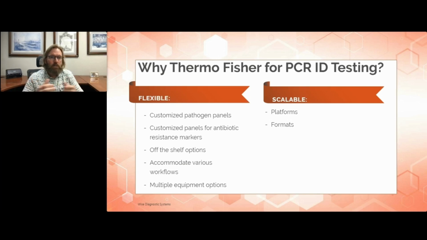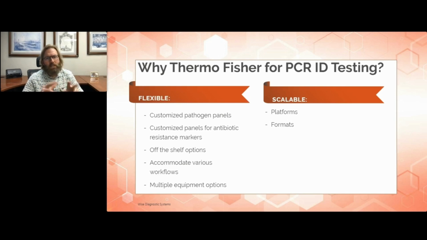As well as having some off-the-shelf options. While we have built some, the majority of the testing that we do is built off of these custom panels. We do also use some of their off-the-shelf options, especially with the respiratory testing. It's a great panel, and you don't have to go through the customization process. You can just order right from their catalog, which is very, very useful for that type of testing.